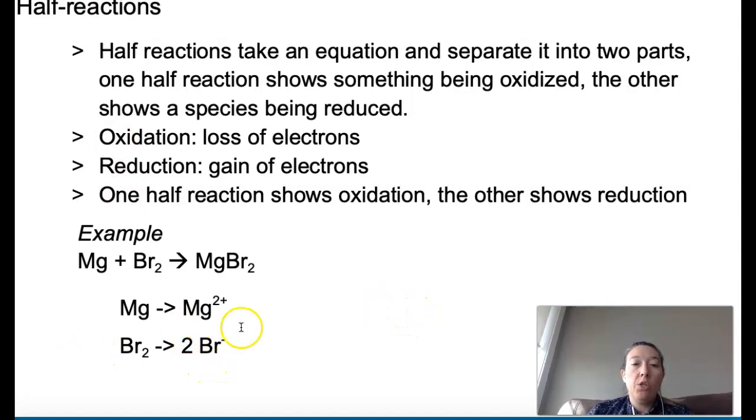So when we look at these two half reactions, right now you should find that your elements are balanced, right? So I have one magnesium and one magnesium. I have two bromines and I have two bromines. But what isn't balanced is my charge, right? When I look at this magnesium here, it has no charge. So basically the charge on this side is a 0. But when I look over here, this magnesium has a 2+ charge. So the charge on this side is +2. So right now, although my elements are balanced, my charges aren't.